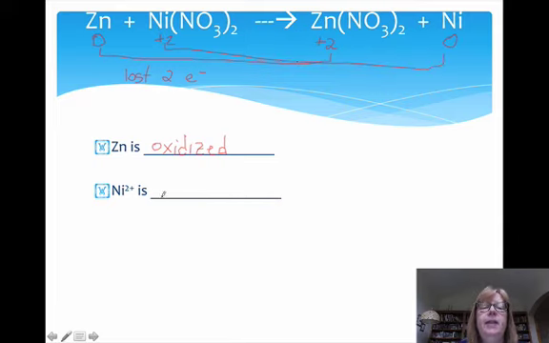So is that a reduction? Boy, I hope it is. +2 to 0: reduction is gaining electrons, and indeed it is. It has gained 2 electrons. So this is how you identify what is being oxidized and what is being reduced. You look at their charges, their oxidation numbers, and see which oxidation number is going up. That is what's oxidized because it has lost electrons. Whose oxidation number is going down? That is reduced because it is gaining electrons.